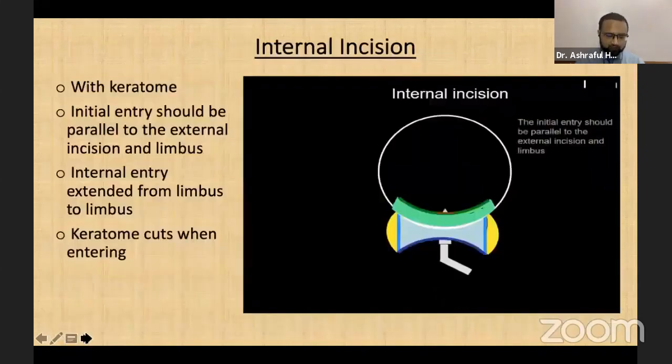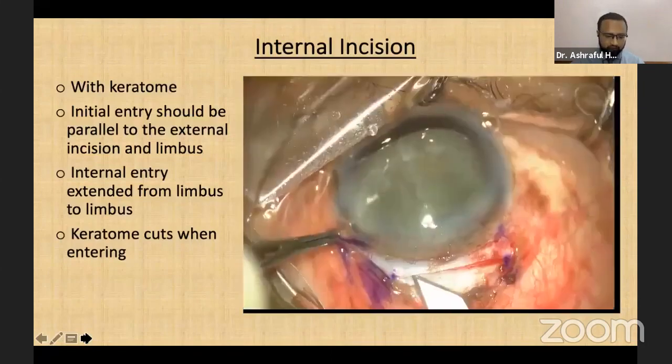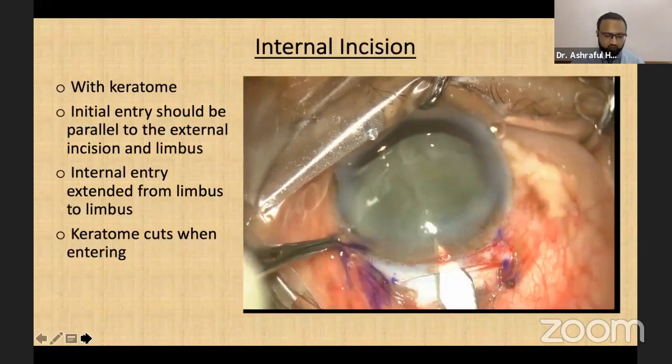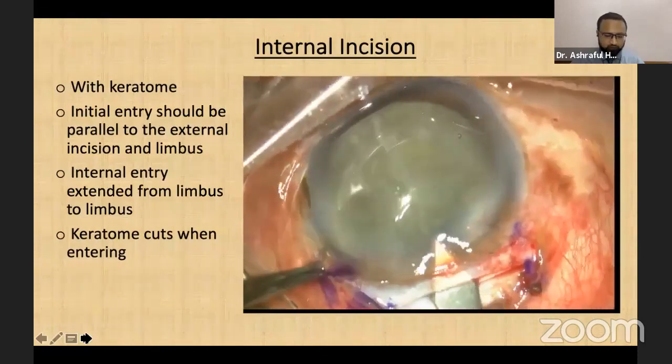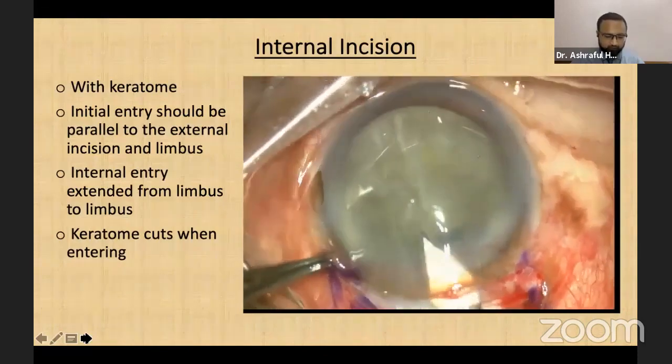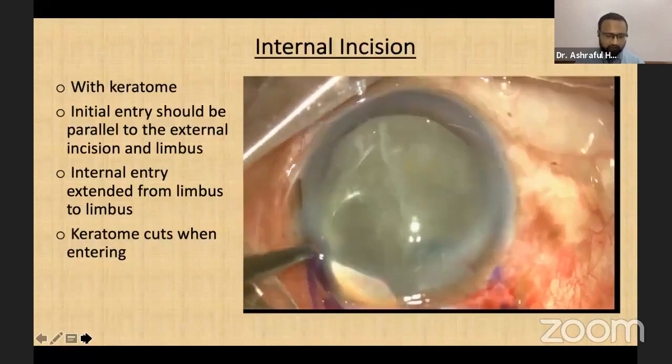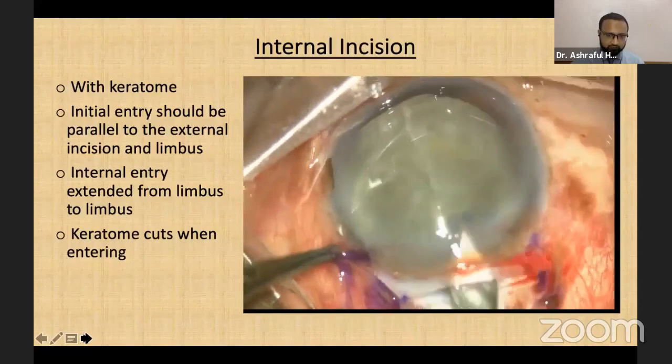For making the internal incision or entering the anterior chamber, we use a keratome. The initial entry should be parallel to the external incision and limbus. To ensure self-sealing properties of the sclerocorneal valve, we extend the incision from limbus to limbus. And remember, the keratome cuts when entering.